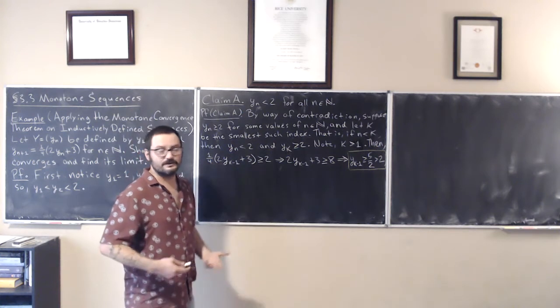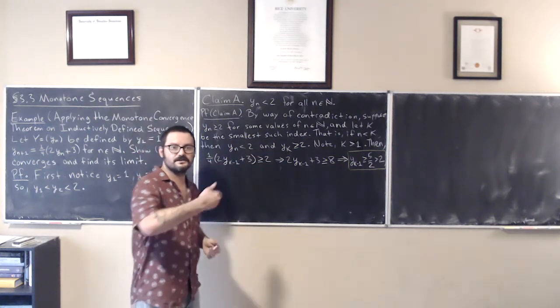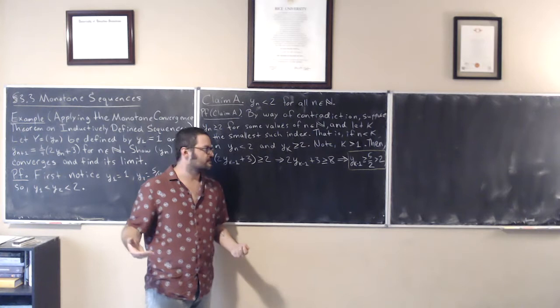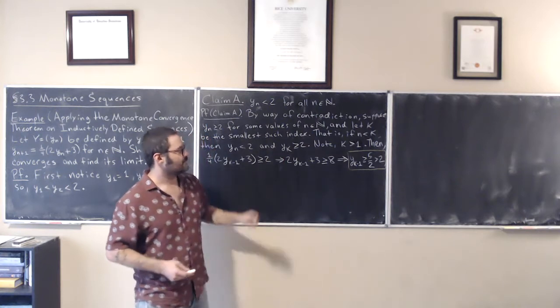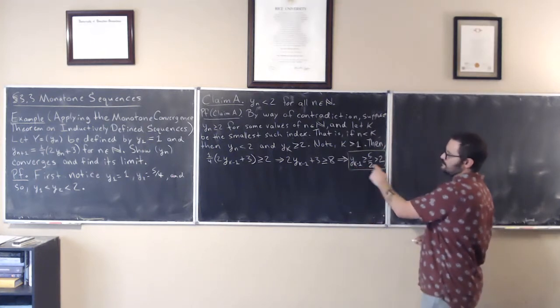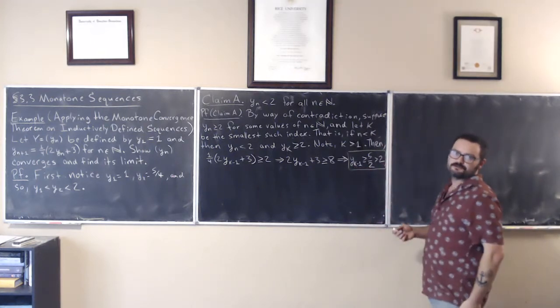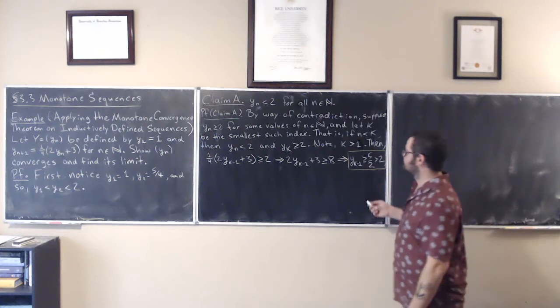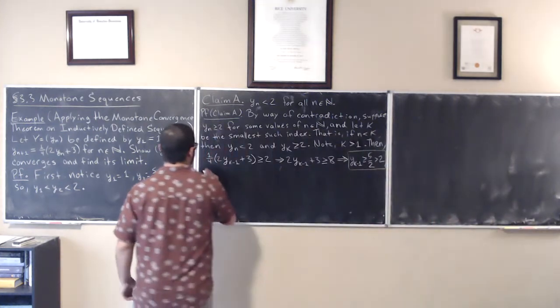That was our assumption. If we assume that this is false, we can look at all the indices where it's false. There is some smallest one. We call it k. But then if we assume that it breaks at that k, we get that y sub k minus 1 is also greater than or equal to 2, or greater than 2. So that's the contradiction.